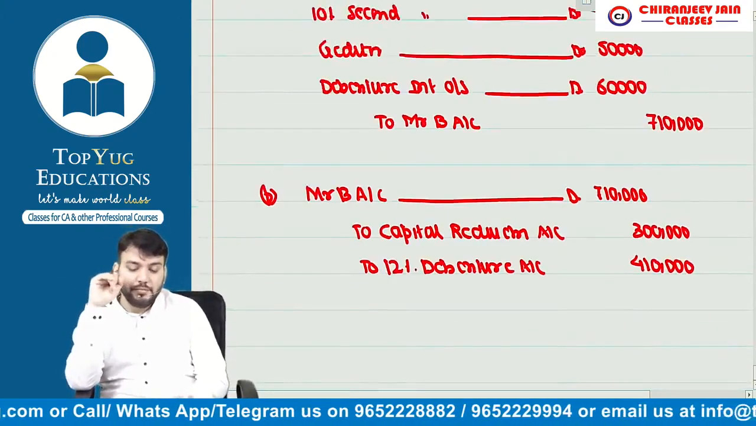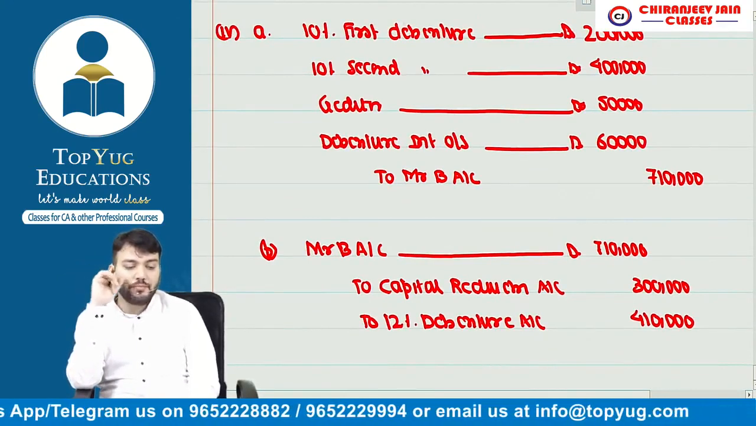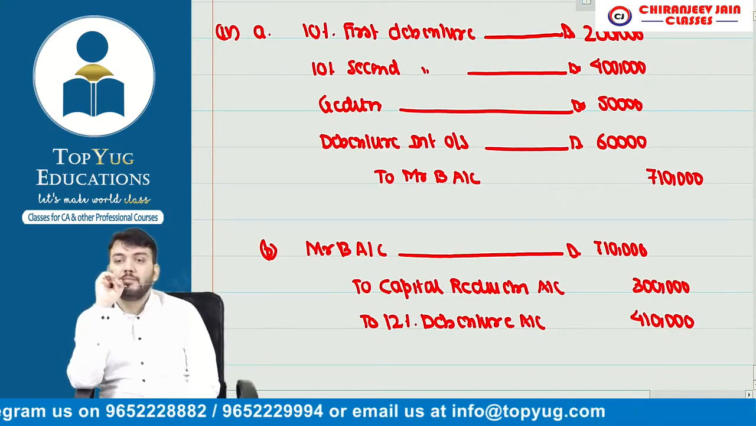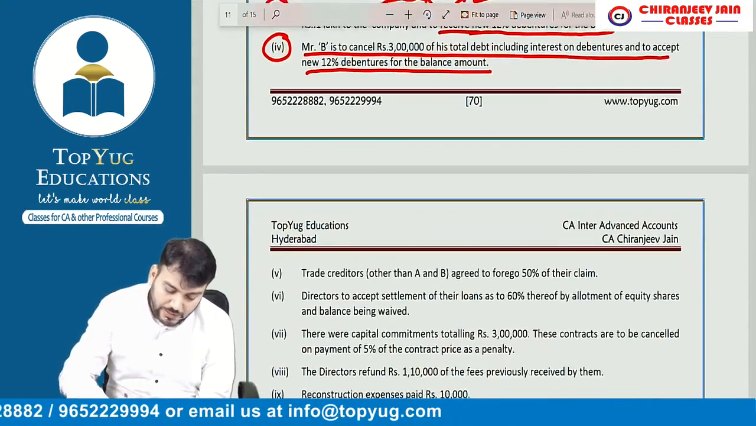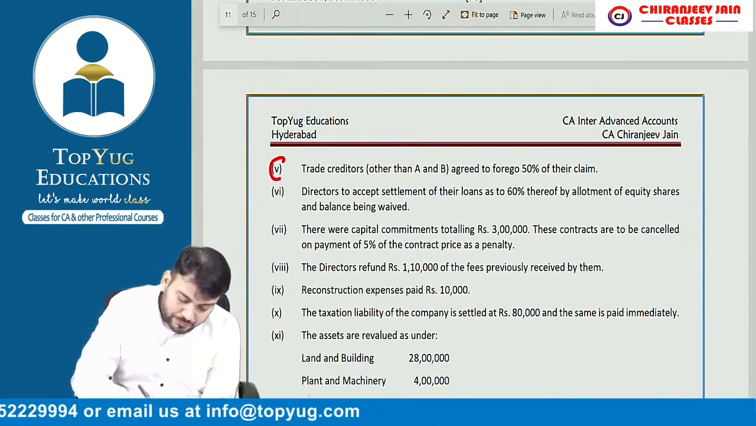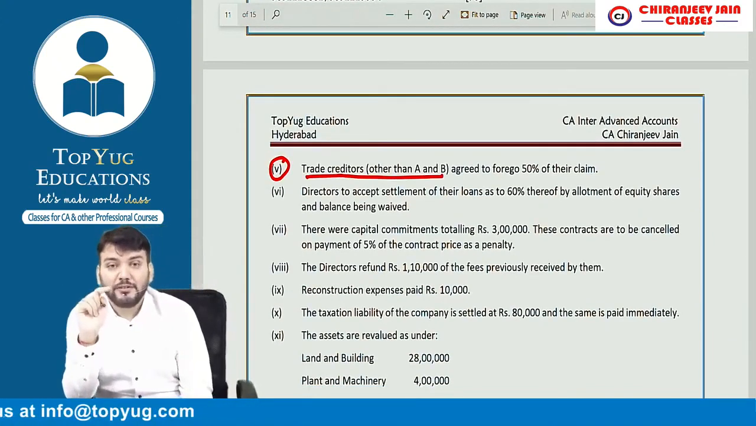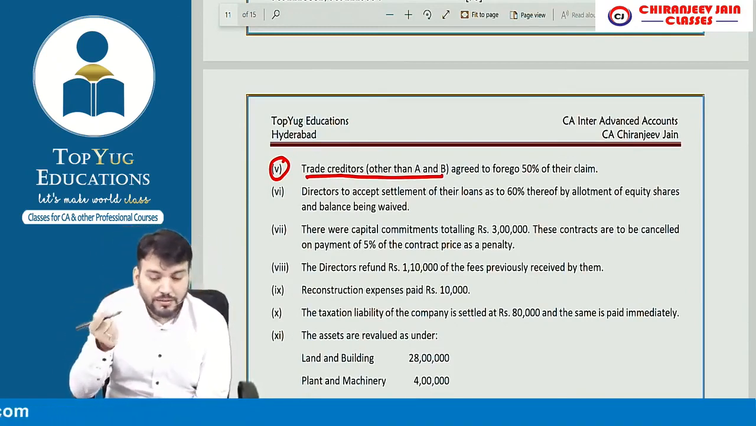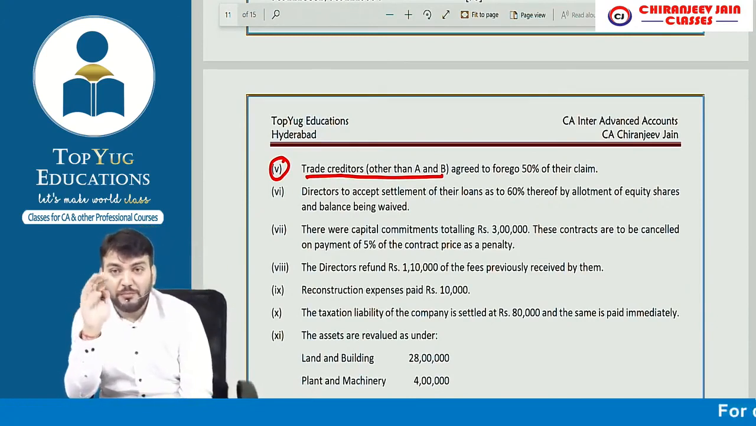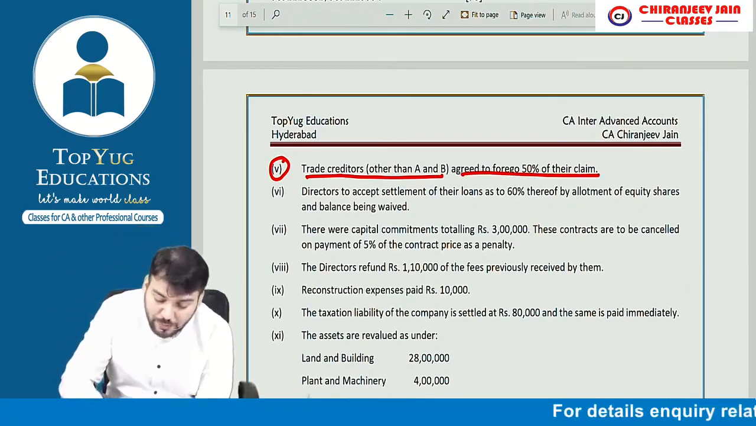इतना बड़ा सिंपल सिंपल ट्रांजेक्शंस. This also done? Yes, sir. Then point number 5. Trade creditor other than A and B. तो other than A and B, तो A का कितना था? It was 1 lakh and B का 50,000 means other than 1 lakh 50,000 उसके बारे में बात कर रहे हैं. Agree to forego 50% of their claim.